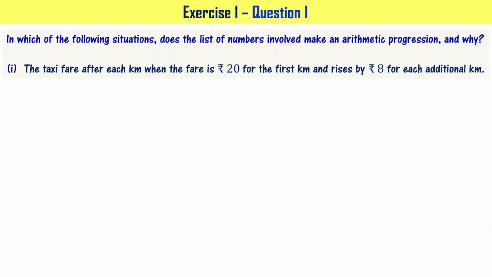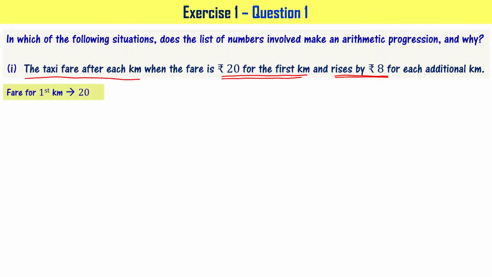The taxi fare after each kilometer, when the fare is 20 rupees for the first kilometer and raises by 8 rupees for each additional kilometer. You see, for the first kilometer, it is 20 rupees, right? Later on, for every kilometer, it raises by 8 rupees, right? The list is what? Taxi fare after each kilometer, right? So let's first write the list.